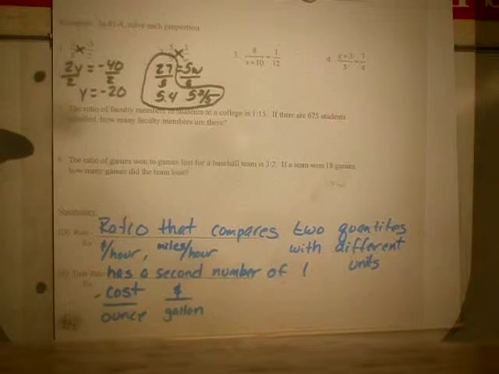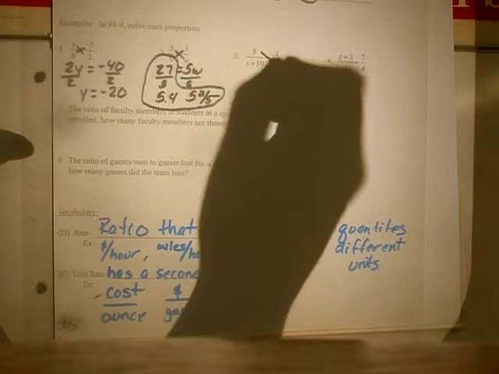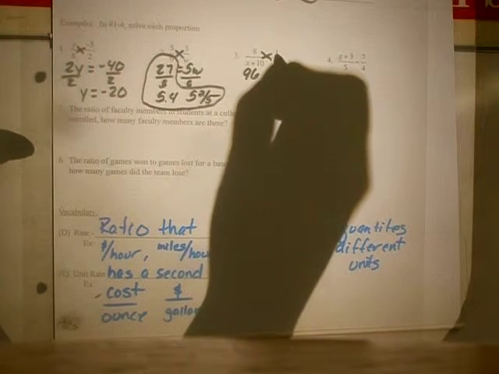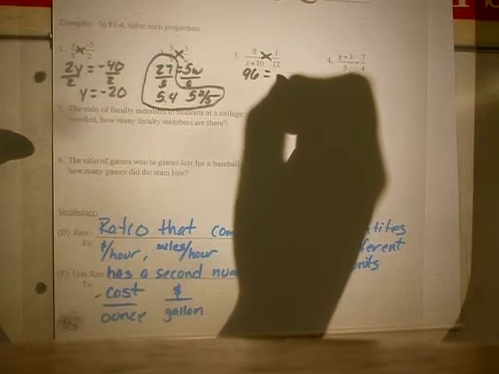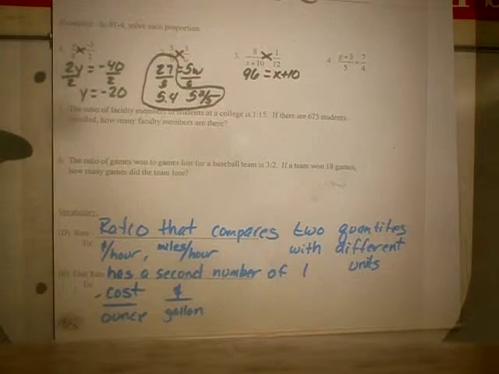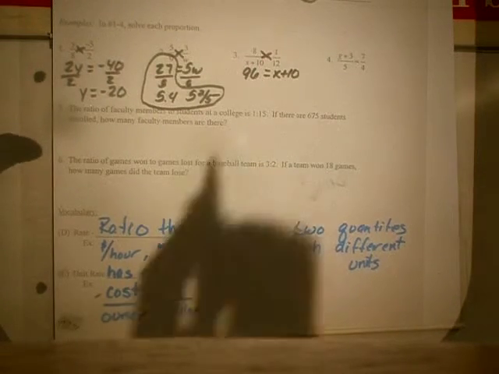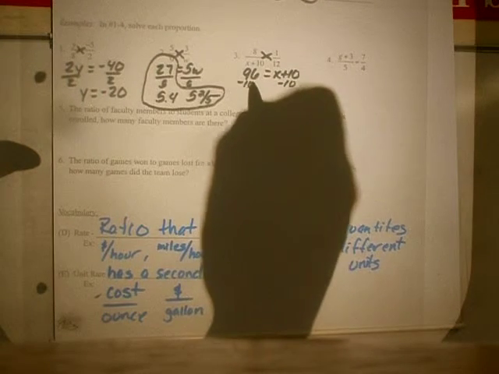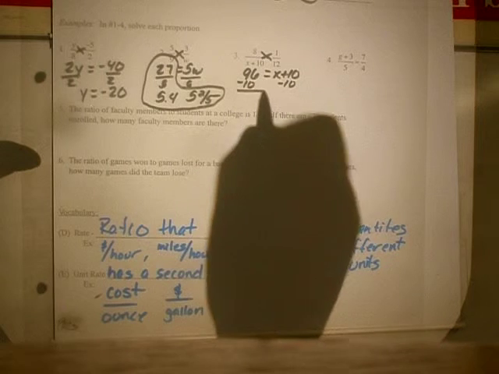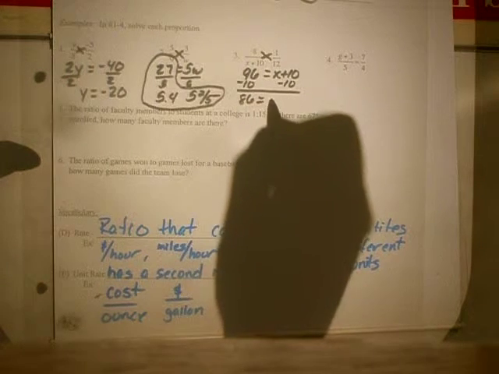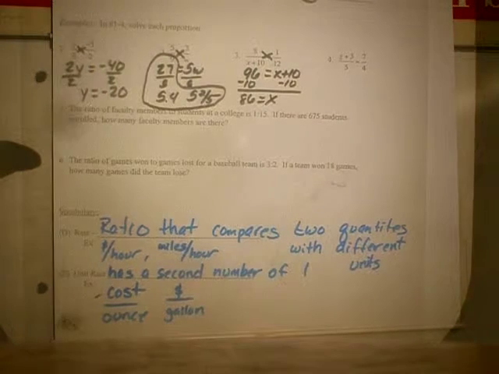Number 3, when we cross multiply, 8 times 12 is 96. 1 times x plus 10 equals x plus 10. When we solve that, we need to subtract 10 from both sides, and you are left with 86 equals x.